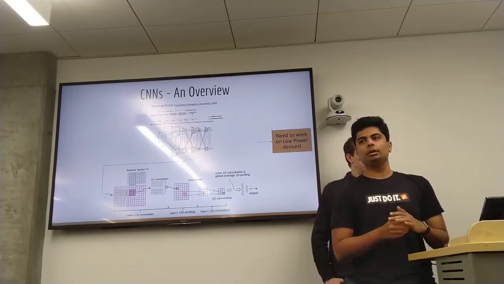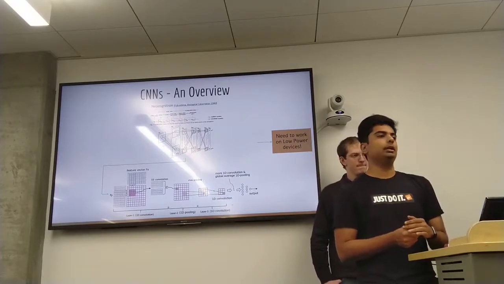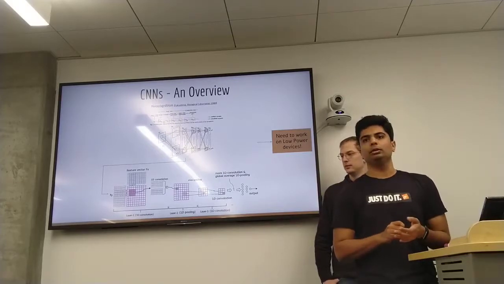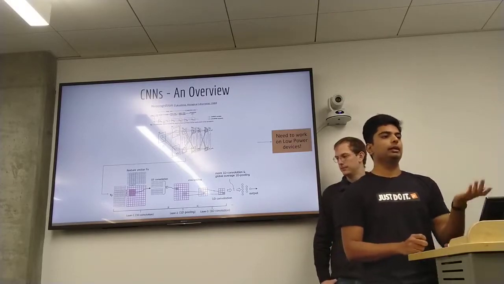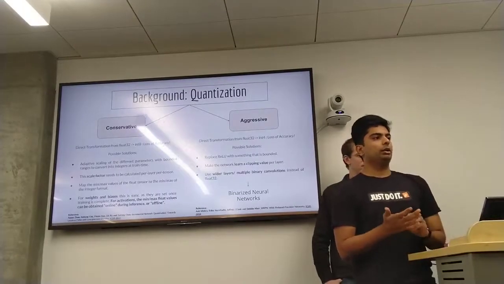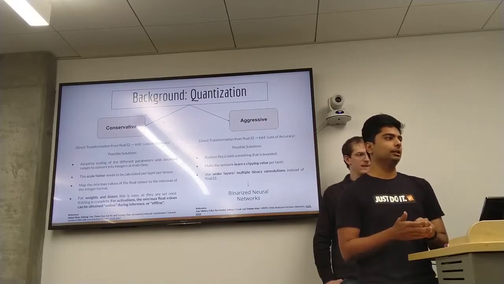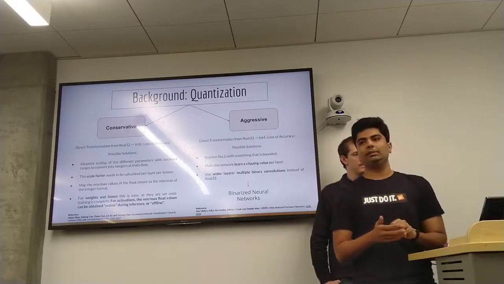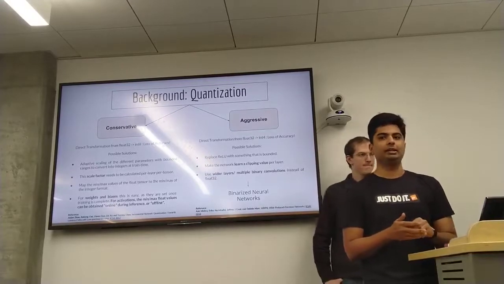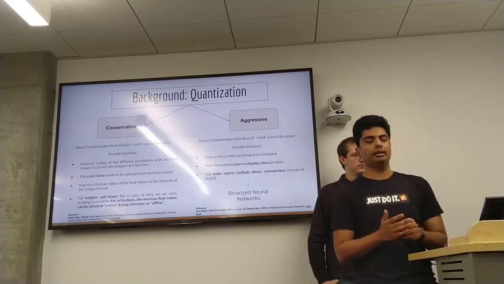But the problem with modern CNNs is that they work on GPUs, which are heavily multi-threaded and require a lot of compute power. And we need them to work on smaller devices, basically low power devices. So we did a little bit of reading on how that is done. And basically, there are two types of quantization that can be done to reduce the compute power of CNNs. One is a conservative quantization, and the second is aggressive.